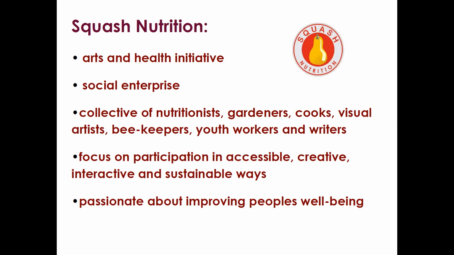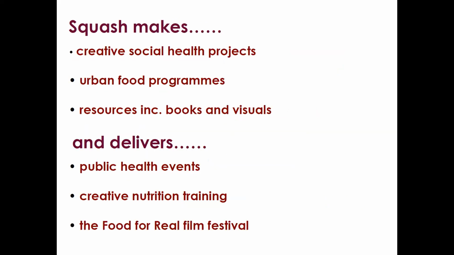Squash Nutrition is an arts and health initiative, a social enterprise that engages with the community. They brought together people who were nutritionists, gardeners, cooks, artists, beekeepers, workers, writers. Think about this in a community setting: bringing together a range of skills that could help create accessible, creative, interactive ways to bring people into thinking about improving their well-being. Permaculture is about how we meet our needs. It's about well-being in the natural world, in our community, and in ourselves. So let's think about how we might do that.